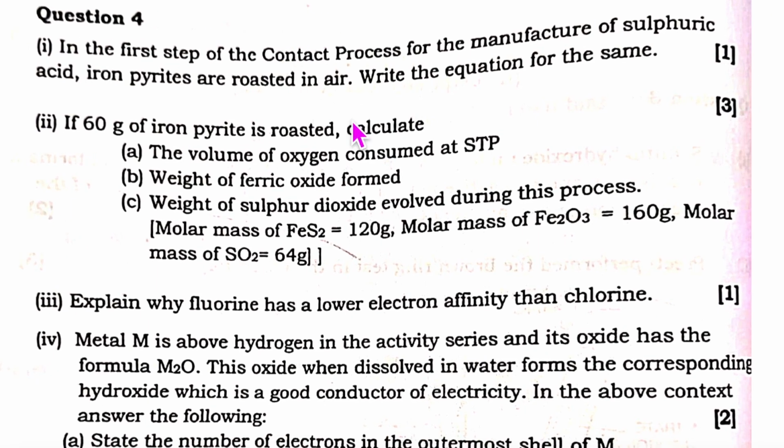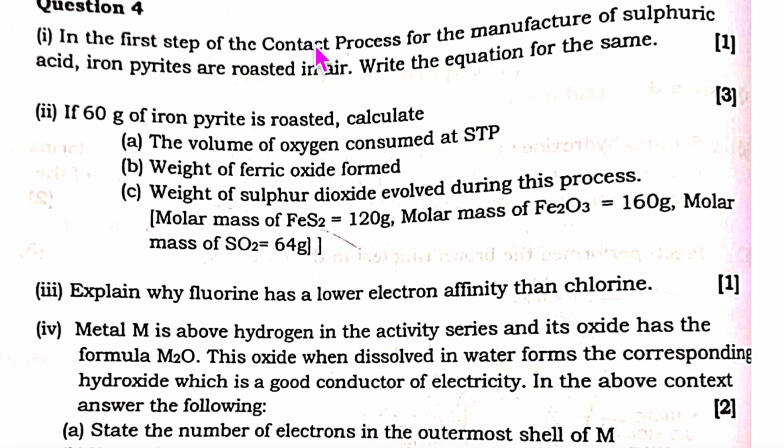Now let us just discuss this. In the first step of the contact process, meaning for sulfuric acid, right? Iron pyrites are roasted. Write the equation of the same, iron pyrite. What is it? FeS2 plus O2, and on heating it gives you which oxide? Fe2O3. Very good. And plus which oxide of sulfur? SO2. Correct.